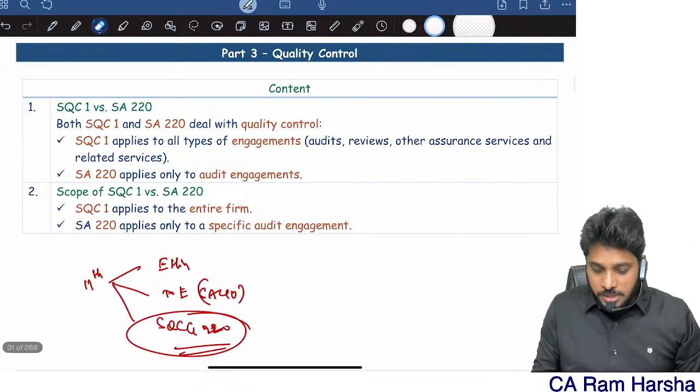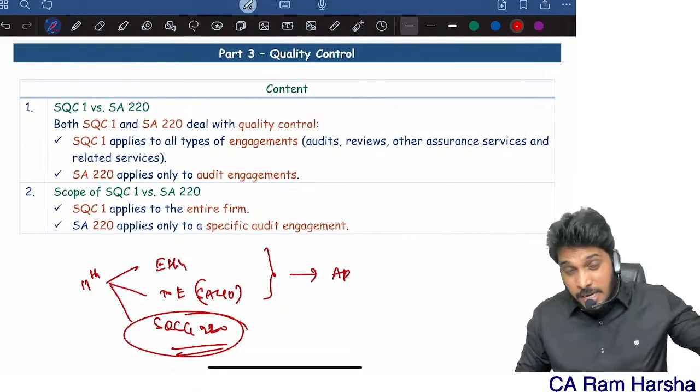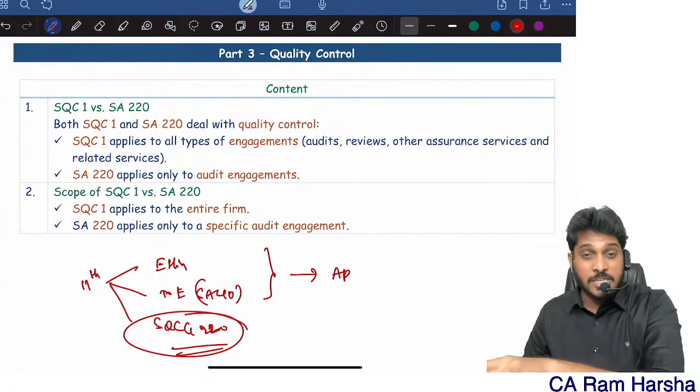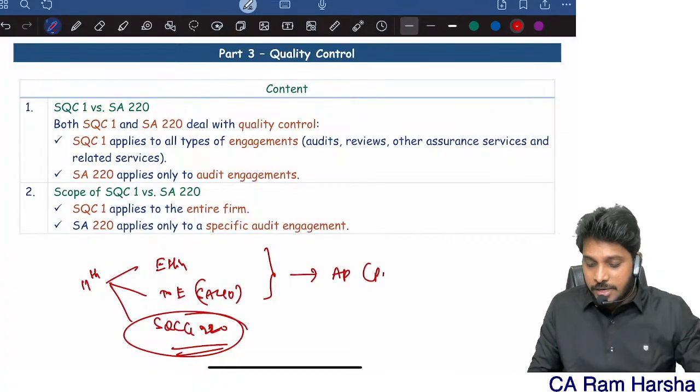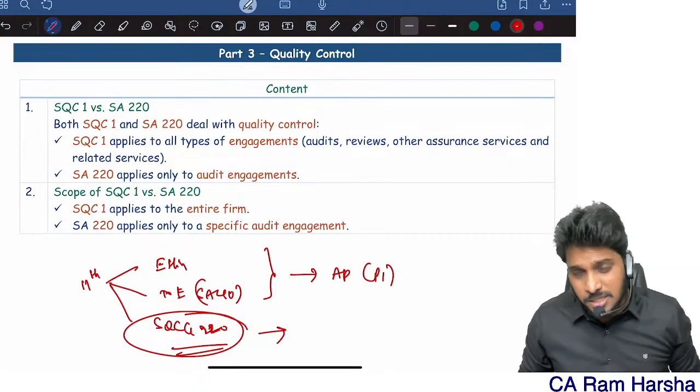Now, ethics and terms of engagement is already covered, immediately after the nature, objective and scope of audit discussion. Then only we discussed the audit report topic, which is already covered as part of the Part 1 audit marathon. Now, this SQC and 220, now we will discuss.